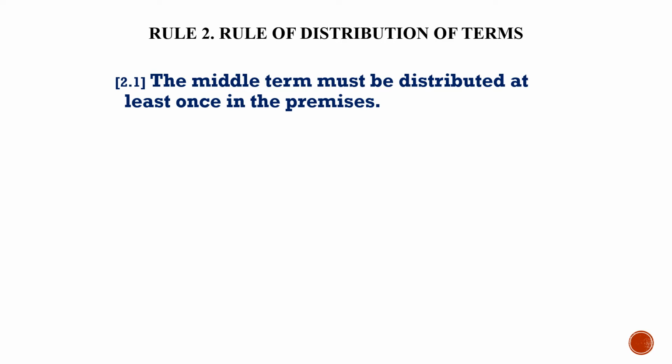You already know that a term is distributed when it refers to the whole class, and it is undistributed when it refers to the part of the class. Let us understand this with an example.